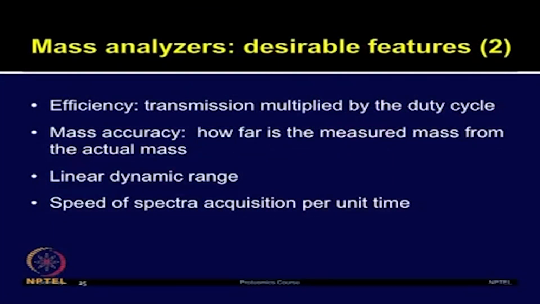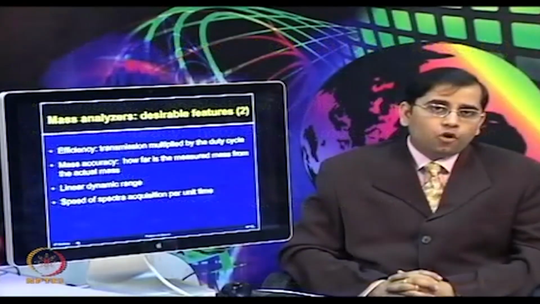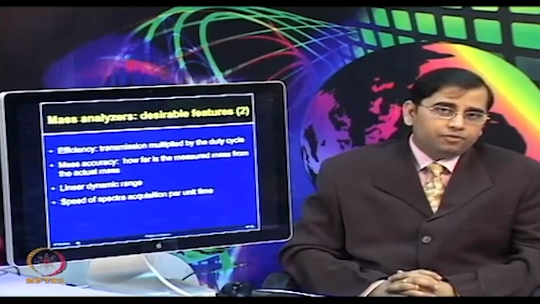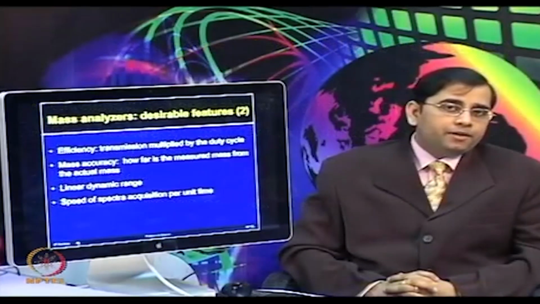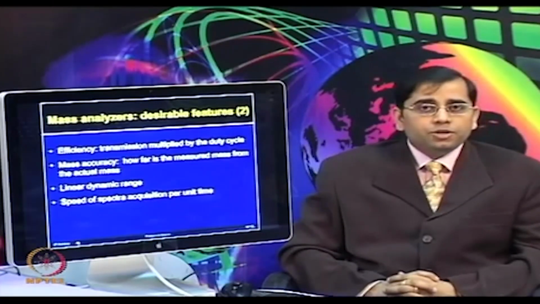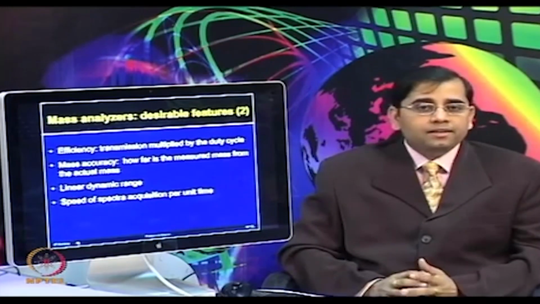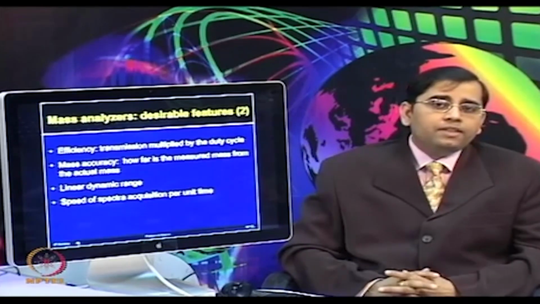Efficiency, the transmission multiplied by the duty cycle, which is defined as the fraction of ions of interest formed in a single ionization event. The mass accuracy, how far is the measured mass from the actual mass? It is expressed in ppm units. Linear dynamic range, the range over which an ion signal is linear with the analyte signal.